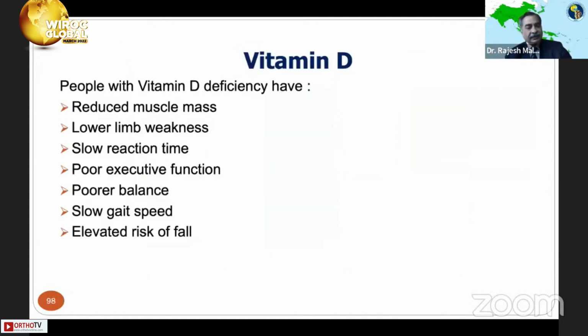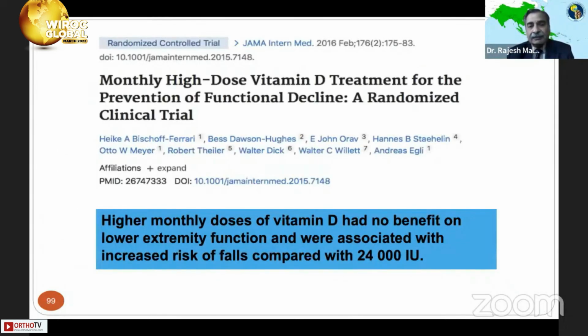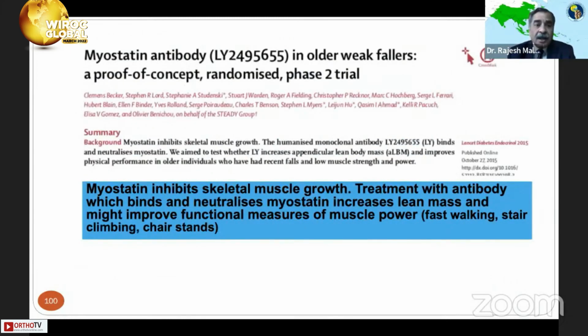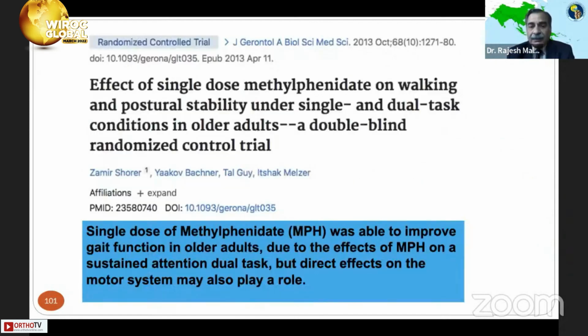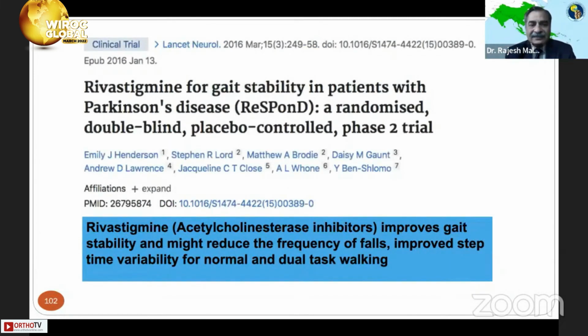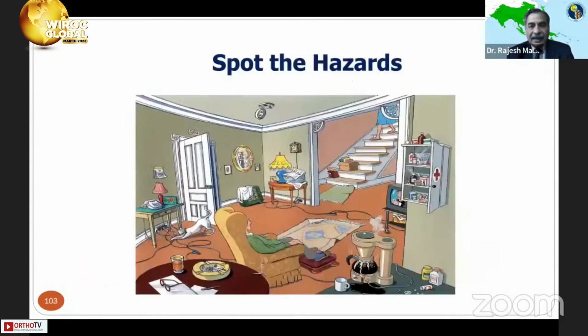We know there are certain drug interventions which can help, like vitamin D, the deficiency of which gives rise to reduced muscle mass, weakness, slow reaction time, and increased risk of falling. And we know that the monthly dose of vitamin D can prevent falls. Myostatin inhibits skeletal muscle growth, so myostatin antibody has been shown to increase lean mass and improve the muscle power. Similarly, a single dose of methylphenidate has been shown to give better postural stability. In patients with Parkinson's disease, rivastigmine has been used for the balance testing.